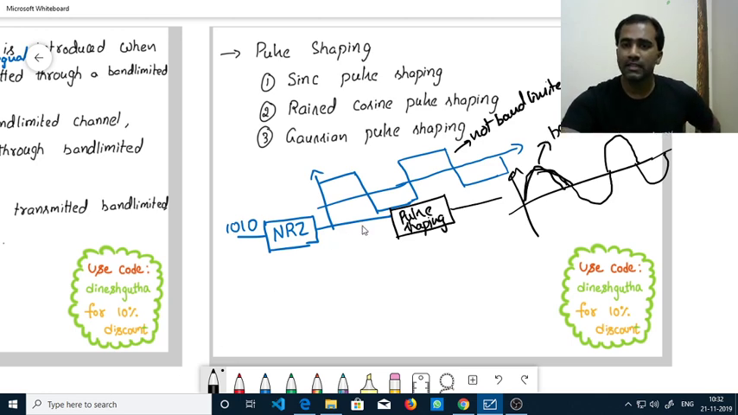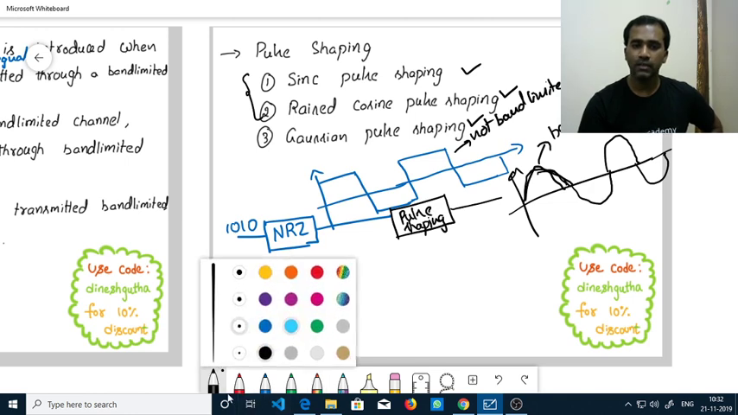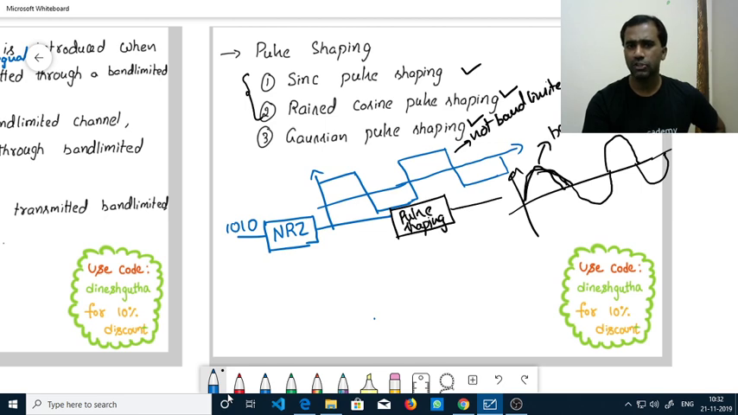Fine. So there are three pulse shaping techniques. First one is the sync pulse shaping technique. Second one is the raised cosine pulse shaping technique. And third one is the Gaussian pulse shaping technique. We are going to discuss two of these in detail because they are really important, so problems can be asked based on them. And this is also important actually.